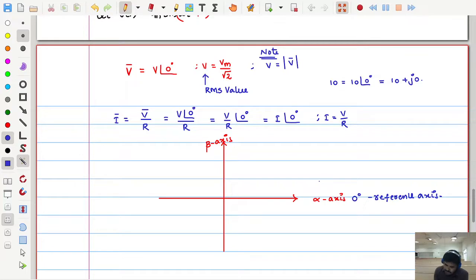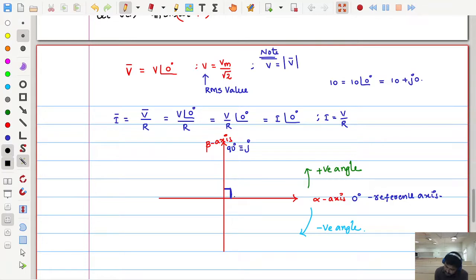Now, as you move in the counterclockwise direction, you will gain angles. Those angles are referred to as positive angles. If you move in the clockwise direction from the reference axis, those are referred to as negative angles. That means from here, if I move by 90 degrees, I will reach the beta axis. So the beta axis can be represented as simply 90 degrees, or it can equivalently be represented as j.